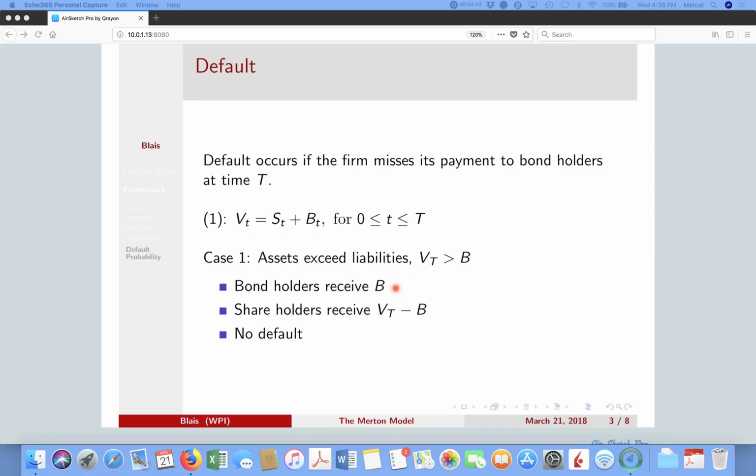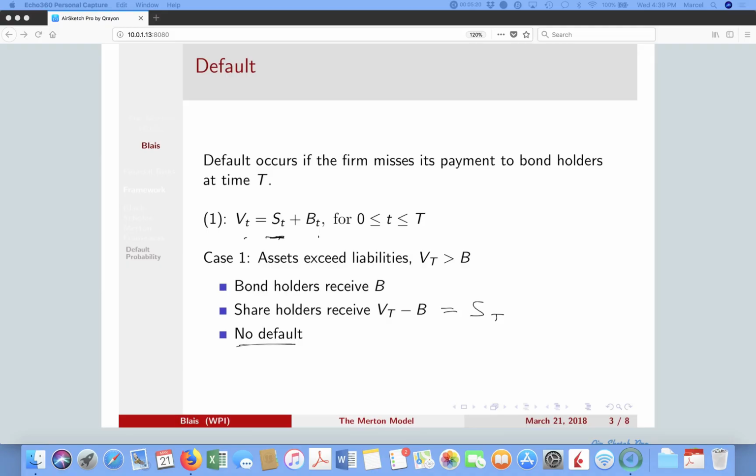So bondholders receive the payment of B dollars. The shareholders get the leftovers. So looking at this equation here, if we solve for S, you see that S is equal to V minus B. So this is the equity in the firm after the bondholders have been paid back. And so this is the case of no default. This is the case when everything is fine, business is proceeding as usual.